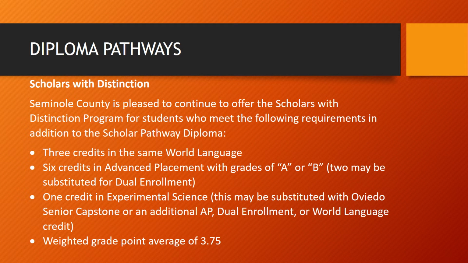The Scholars with Distinction Diploma pathway is available for Seminole County students. It requires that students complete the Scholar Pathway Diploma, as well as 3 credits in the same world language, 6 credits in advanced placement with grades of A or B, 1 credit in experimental science, and this experimental science may be substituted with either the Oviedo Senior Capstone or an additional AP, dual enrollment, or world language credit, as well as a weighted grade point average of a 3.75. With the advanced placement courses, you may substitute up to 2 of those courses with dual enrollment courses.